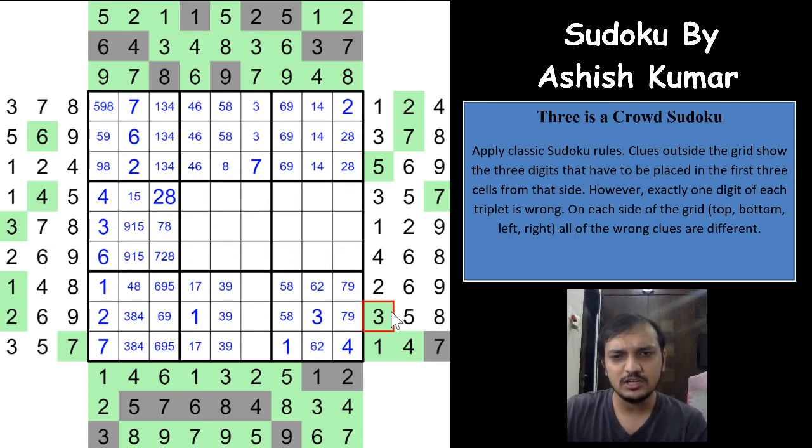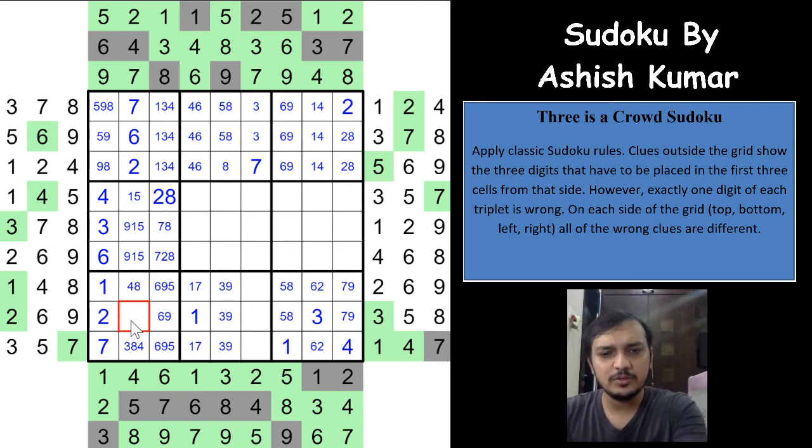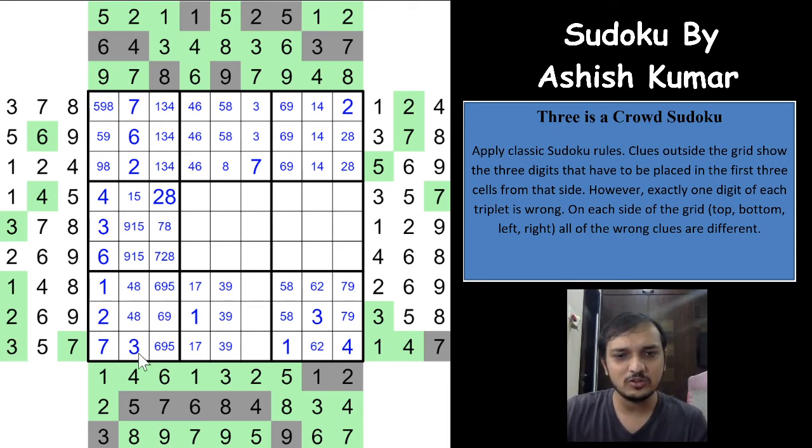And because of the 3 here, we can eliminate the 3 from here as well, so it has to be 4, 8, which means the 3 has to be here now. That has also helped us. 3 has to be correct because 3 is also placed here.